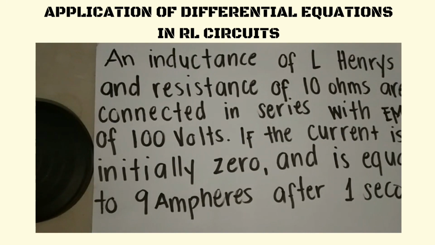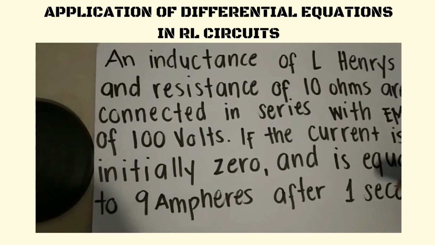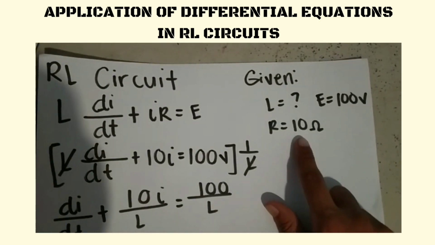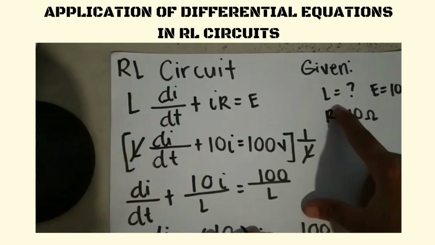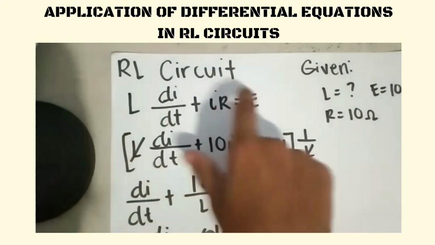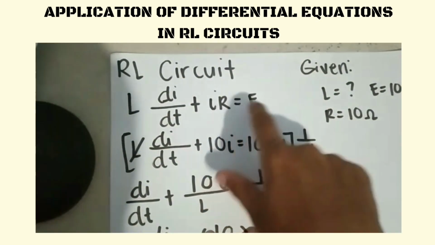RL circuit. Then we have a problem: an inductance of L henrys and a resistance of 10 ohms are connected in series with an EMF of 100 volts. The current is initially 0 and is equal to 9 amperes after 1 second. The given is E equal to 100 volts and R equal to 10 ohms. We look for L. The equation is L di over dt plus iR is equal to E.